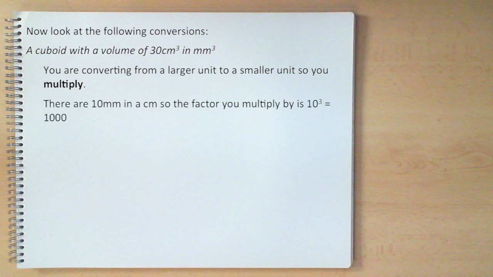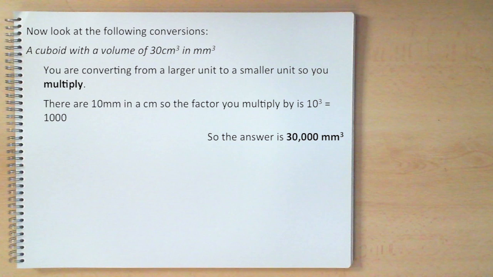That sounds a little bit the wrong way around, but I think you'll see how this works. So there are 10 millimeters in a centimeter, as we've seen before. So the factor you multiply by is 10 cubed, which equals 1,000. We've just seen that. So the answer is 30 times 1,000, which is 30,000 millimeters cubed. Look at a second example.